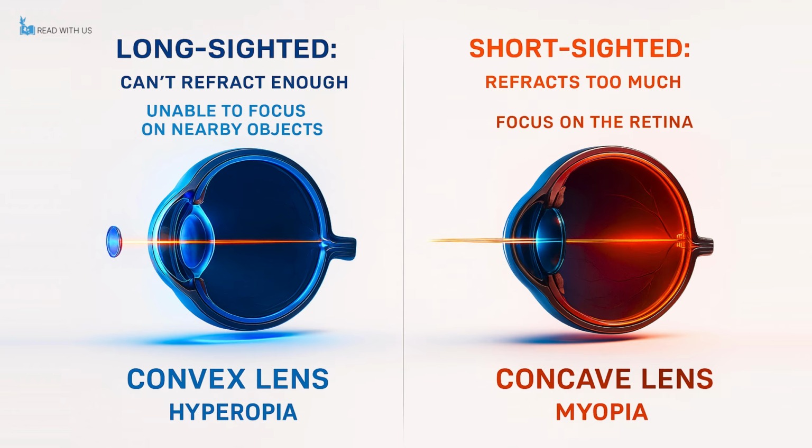To correct this, glasses with convex lenses are used. These lenses add additional refraction before the light enters the eye, allowing the natural lens to complete the process and focus the image directly on the retina.